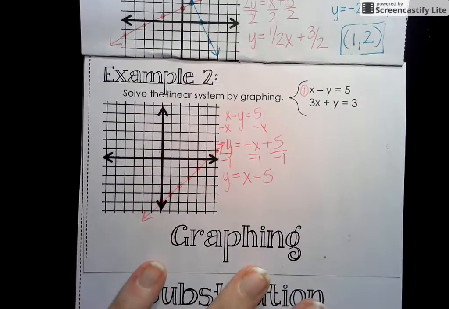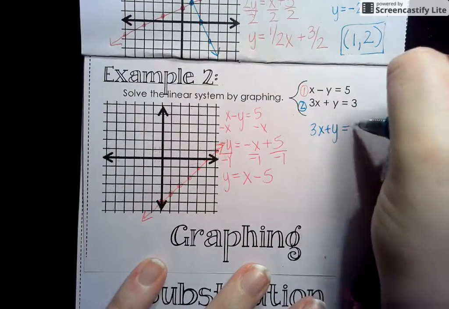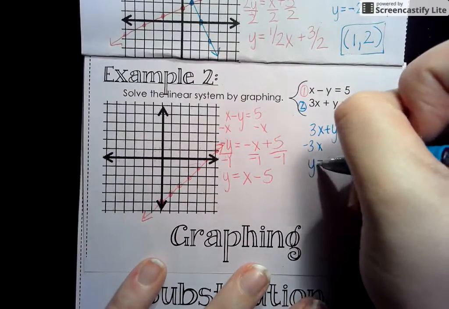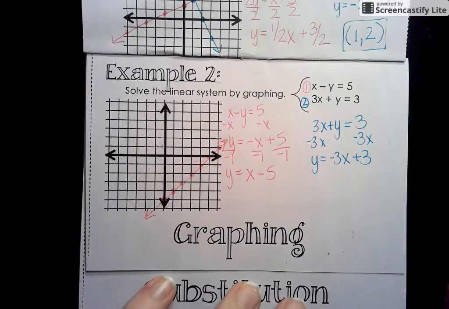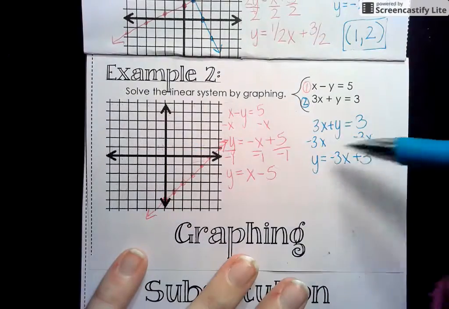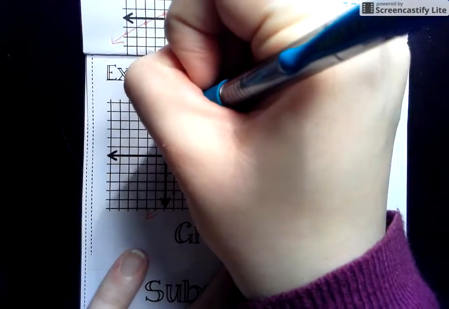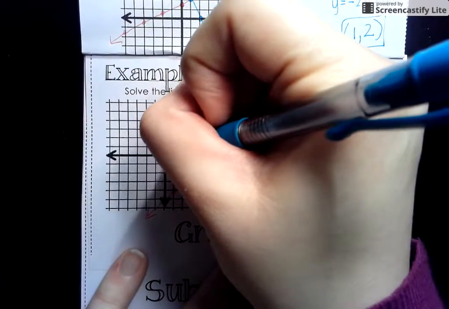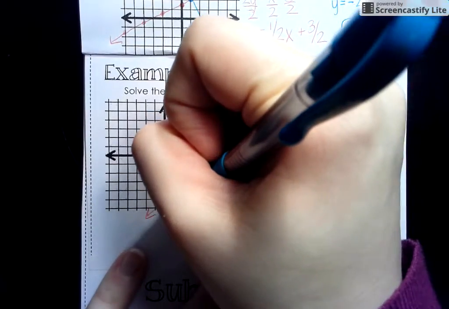So now I'm going to take my other equation, and I'm going to solve that one for y. So I have 3x plus y equals 3. I'm going to subtract 3x on both sides because I want to get y by itself. So I have y equals negative 3x plus 3. I now need to graph to see where the two lines intersect. The y-intercept is 3, so I want to go up 3: 1, 2, 3. Now to get my slope, I'm going to go down 3 to the right 1, down 3 to the right 1, down 3 to the right 1.